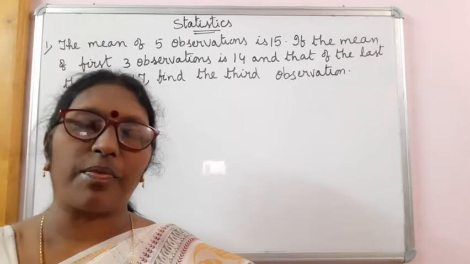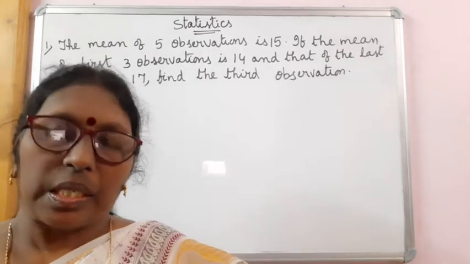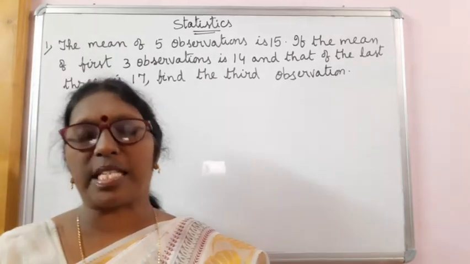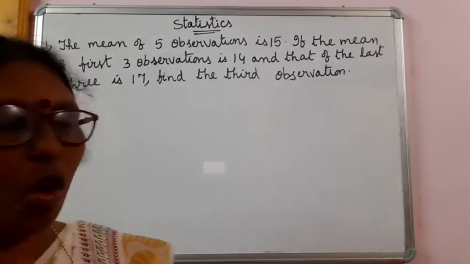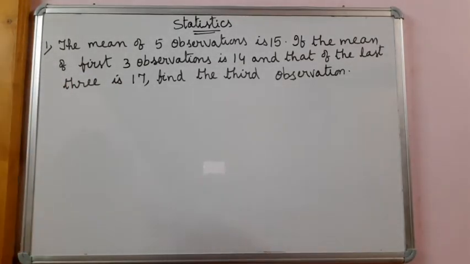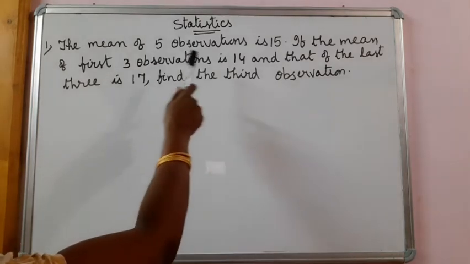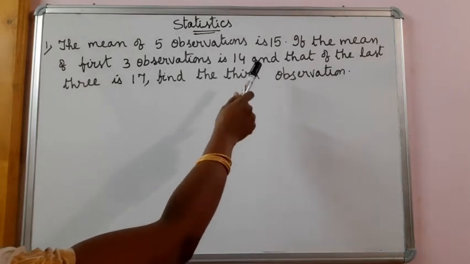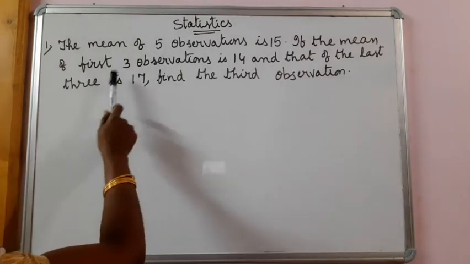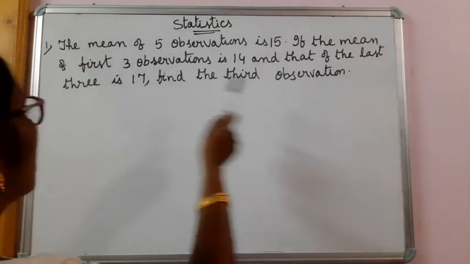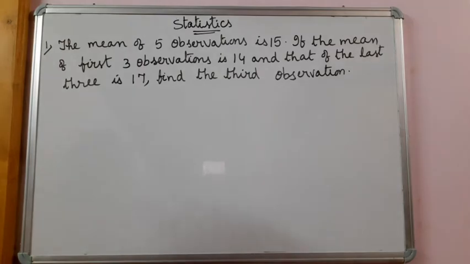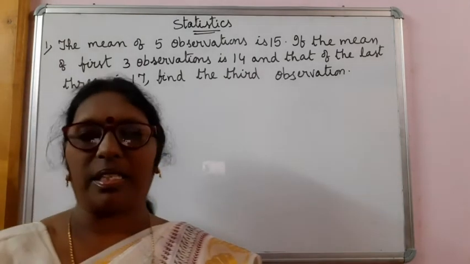Hello, welcome everyone. Now let us have some problems based on statistics, and that too based on mean. The problem is: the mean of 5 observations is 15, and the mean of the first 3 observations is 14 and that of the last 3 is 17. Then find the third observation.